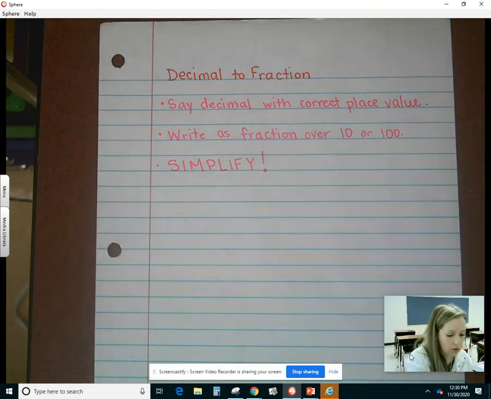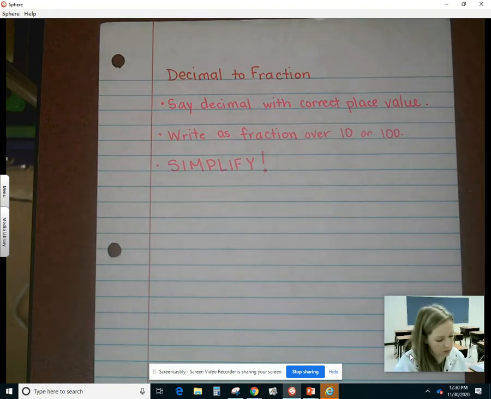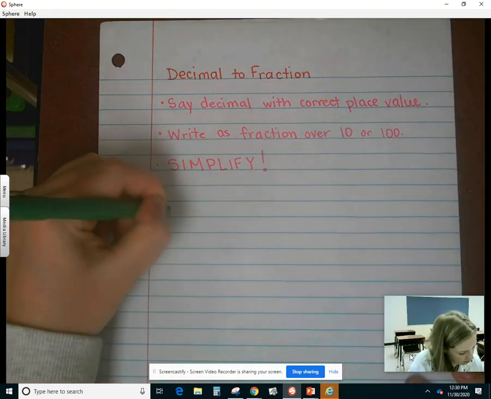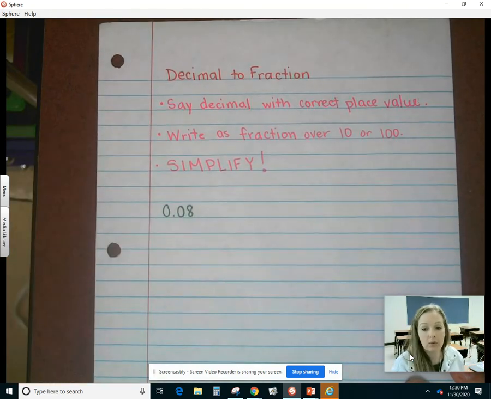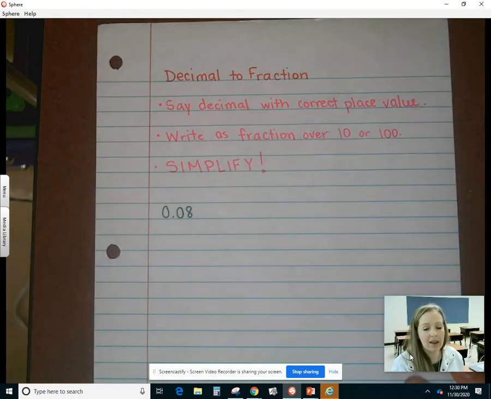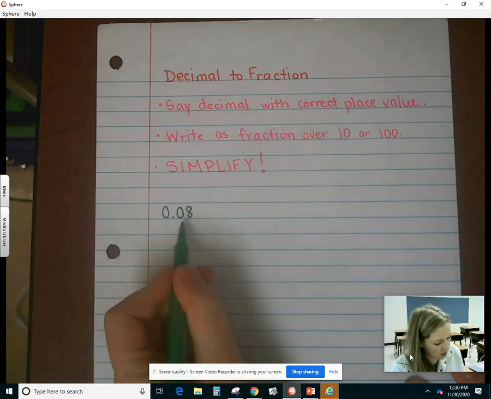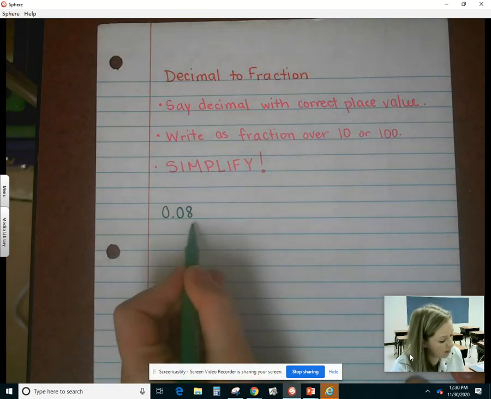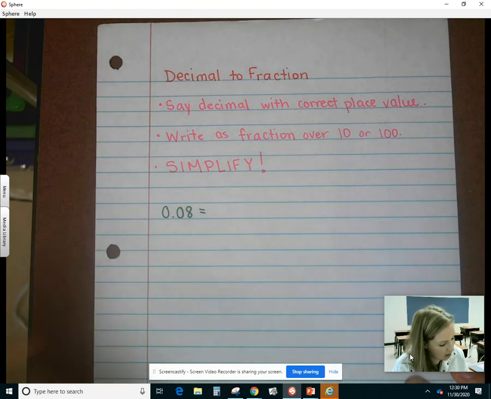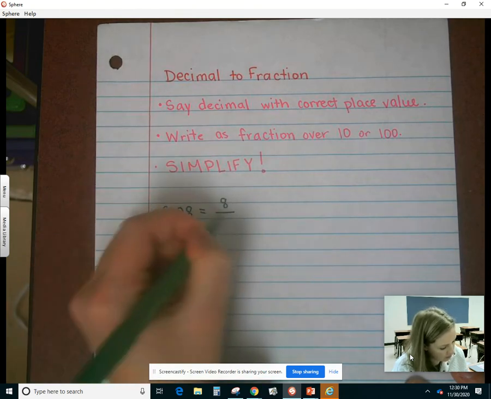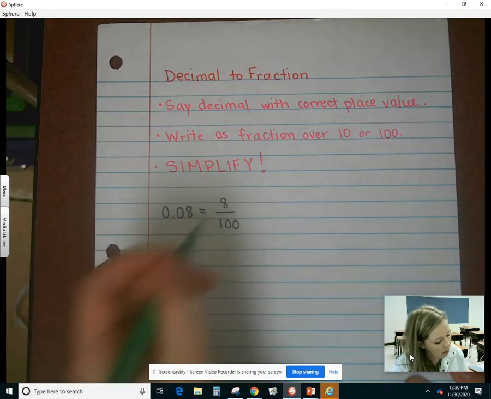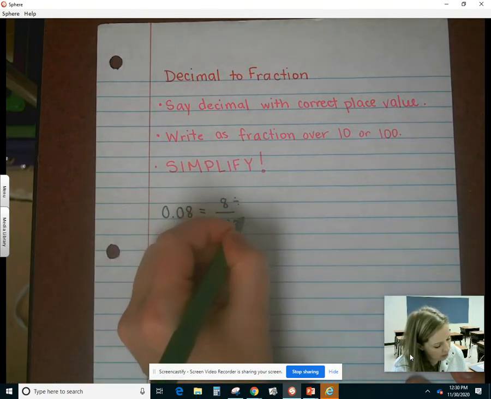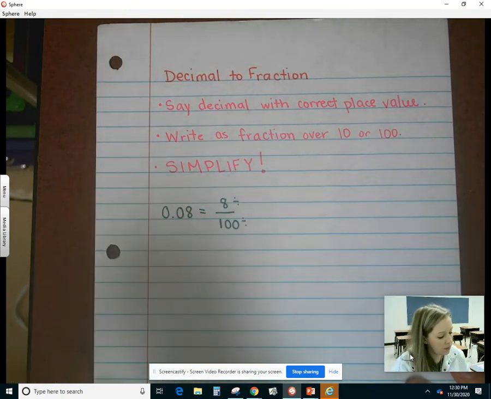Okay? So a minute ago, I talked about the example 0.08. The correct way to say that with place value is 8 hundredths, because this right here is the tenths place, and this is the hundredths place. So 8 hundredths. Now I can write that as a fraction over 100 because I said hundredths. And then step 3 is that we have to simplify.